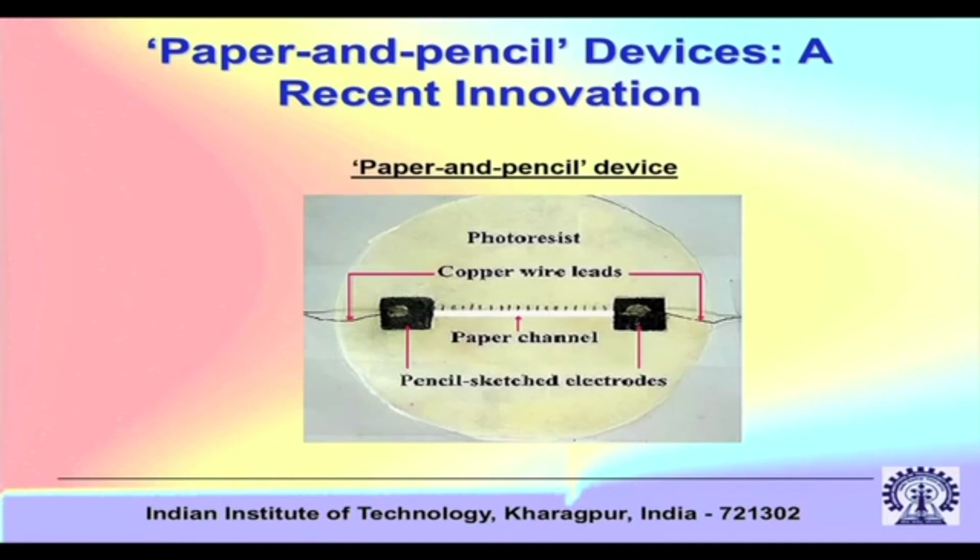So what we did is, instead of using any standard electrode deposition technique, we scratched the paper with a pencil, and this is what is shown in this black region. The graphite in the pencil acted as electrodes, and then you connect it with copper wire leads. So this is now a paper and pencil device. If you have a low cost microchannel fabrication system on paper, couple that with pencil based electrode scratching, then you can have a very low cost diagnostic platform which is ready for use for blood testing.